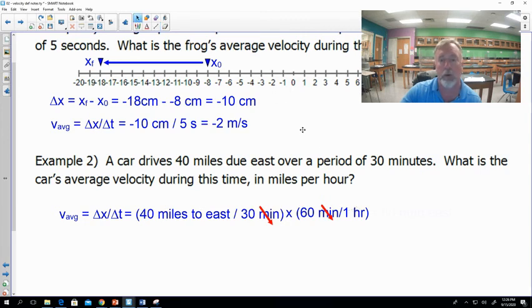Okay, so let's put in our answer over here, and we get 80 miles an hour to the east. Again, velocity has a direction, and that's why we have the east here.